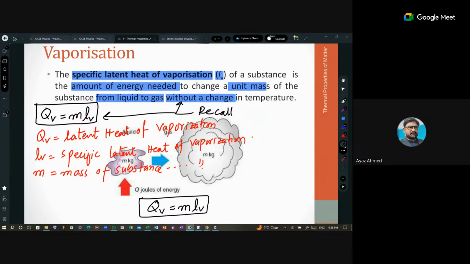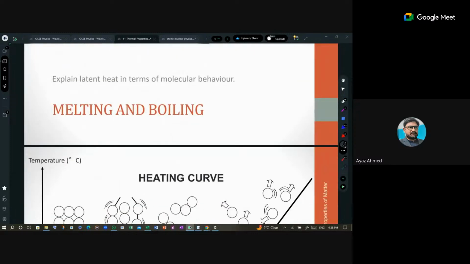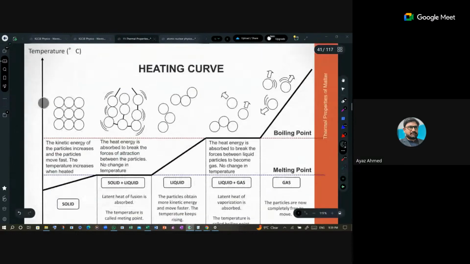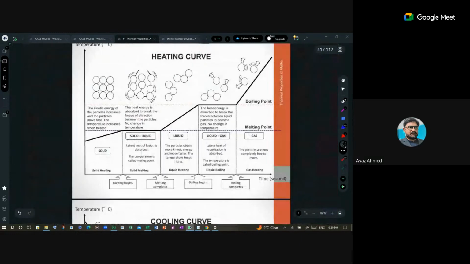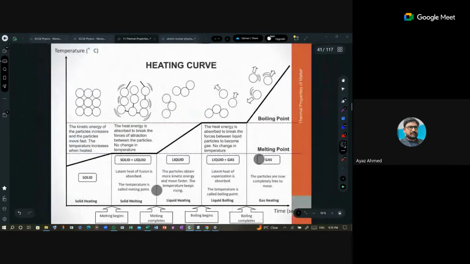Next we come to the melting and boiling curve. So the melting and boiling curve is basically this thing. Look, it's a beautiful explanation over here: this is the temperature on the y-axis and time along the x-axis.